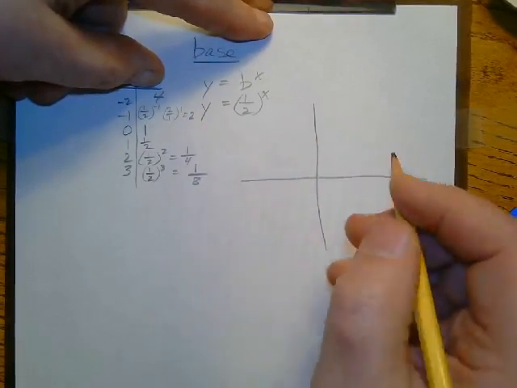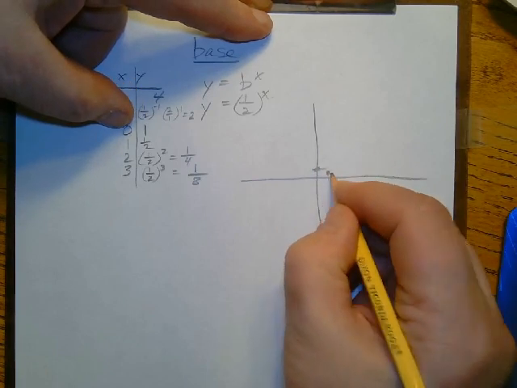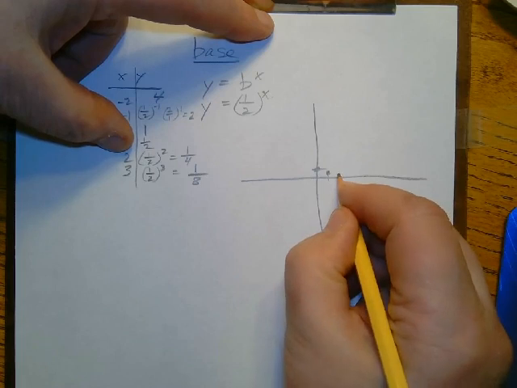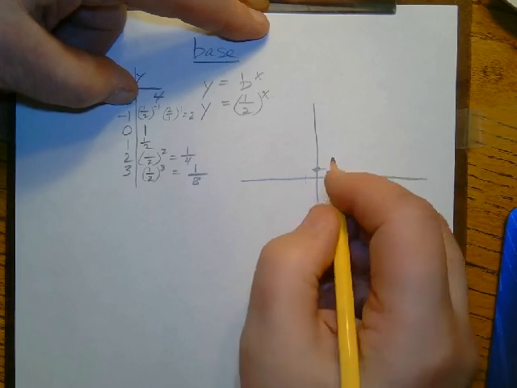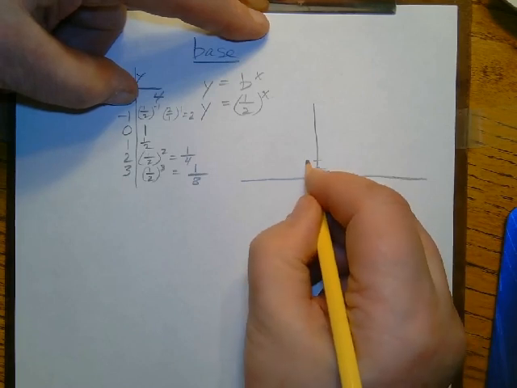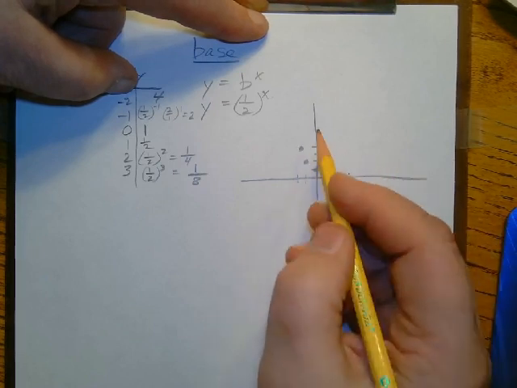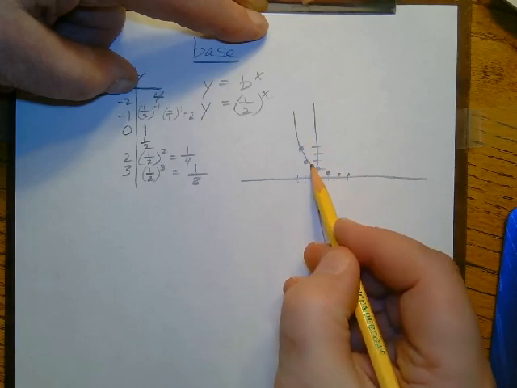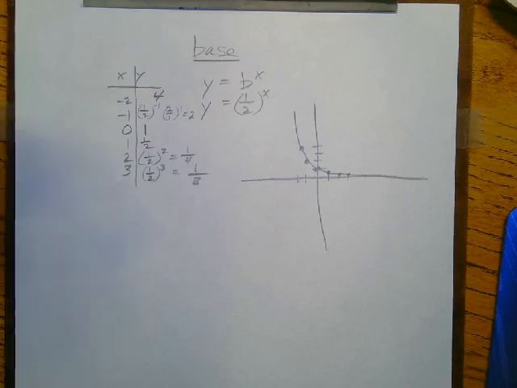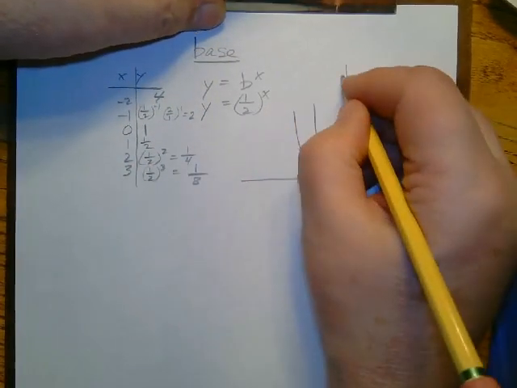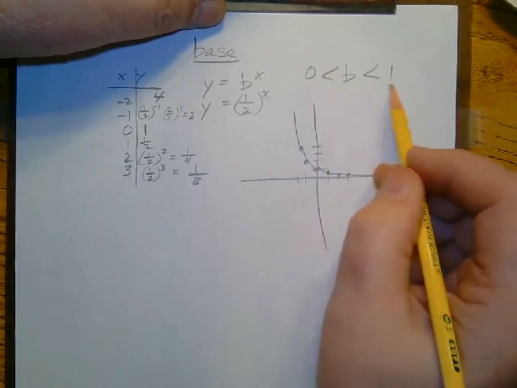So what's that graph look like? Well, 0 goes to 1, 1 goes to 1/2, 2 goes to 1/4. Now it's getting smaller. 3 goes to 1/8. Let's go back this way to negative. Negative 1 goes to 2. Negative 2 goes to 4. Oh. We got the same numbers, but now they're going the other way. They're going downhill. And what we find here is that when the base is a fraction between 0 and 1, now remember, it can't be 0 and it can't be 1, so they're not equal.